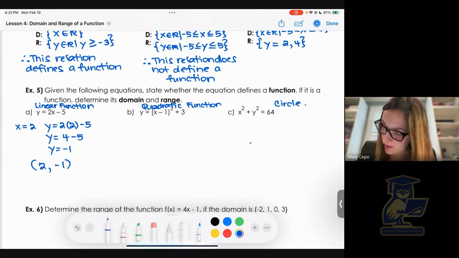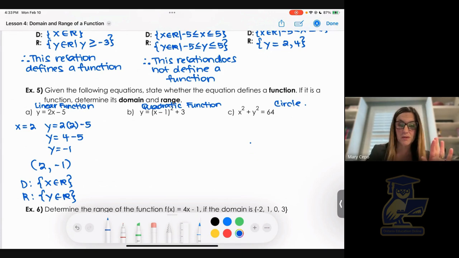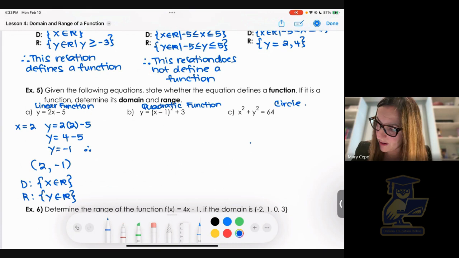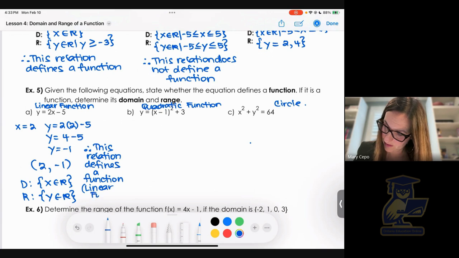What is the domain? So for any linear function, the domain is always x is an element of real, and the range is y is an element of real. And again, remembering real numbers are all the possible values that exist in the number system. So we can say, therefore, this relation defines a function, more specifically a linear function.